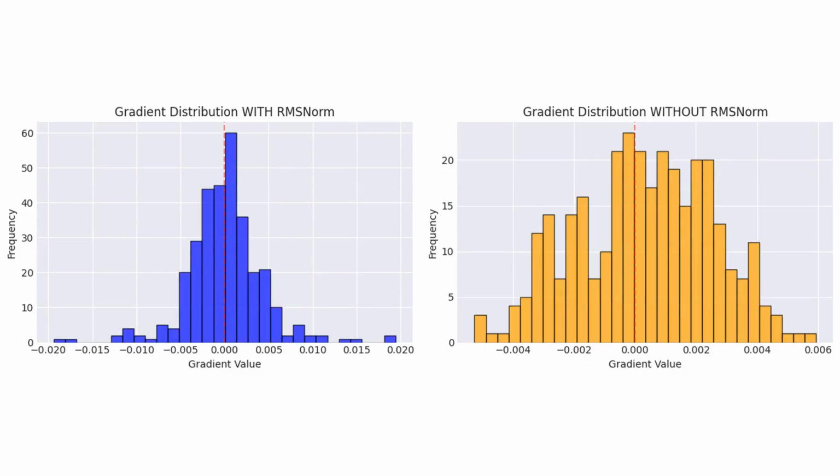With RMSNorm, we see more controlled gradient values with a tighter distribution around 0. Without RMSNorm, the gradients can have more variance and potentially more extreme values. The histograms clearly show that RMSNorm helps stabilize gradient flow with a more concentrated distribution. This stabilization effect is one of the key benefits of normalization layers in deep networks. Our verification confirms that gradient flow is stable through RMSNorm with no NaN or infinity values.